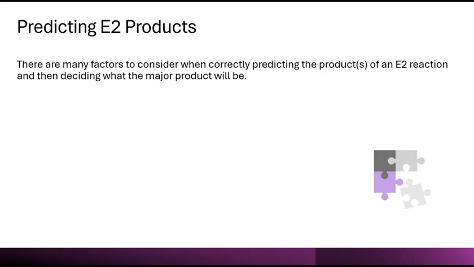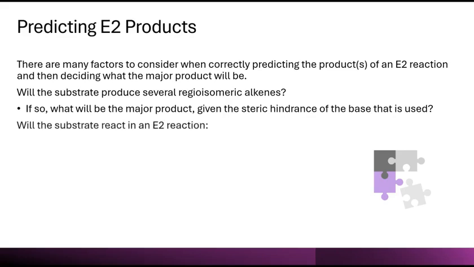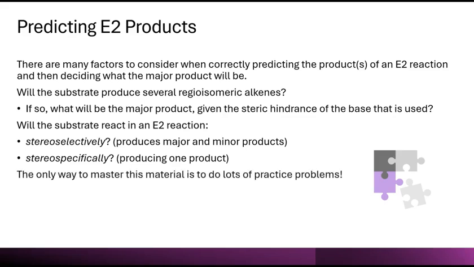Predicting E2 products. There are many factors to consider when correctly predicting the products of an E2 reaction, and then deciding what the major product will be. Will the substrate produce several regioisomeric alkenes? If so, what will be the major product, given the steric hindrance of the base that is used? Will the substrate react in an E2 reaction stereoselectively, producing major and minor products, or stereospecifically, producing one product? The only way to master this material is to do lots of practice problems.